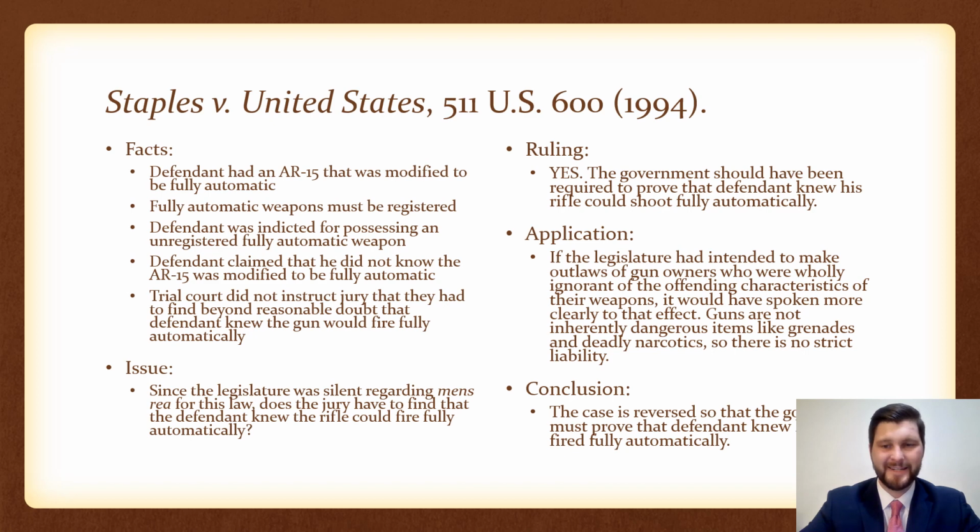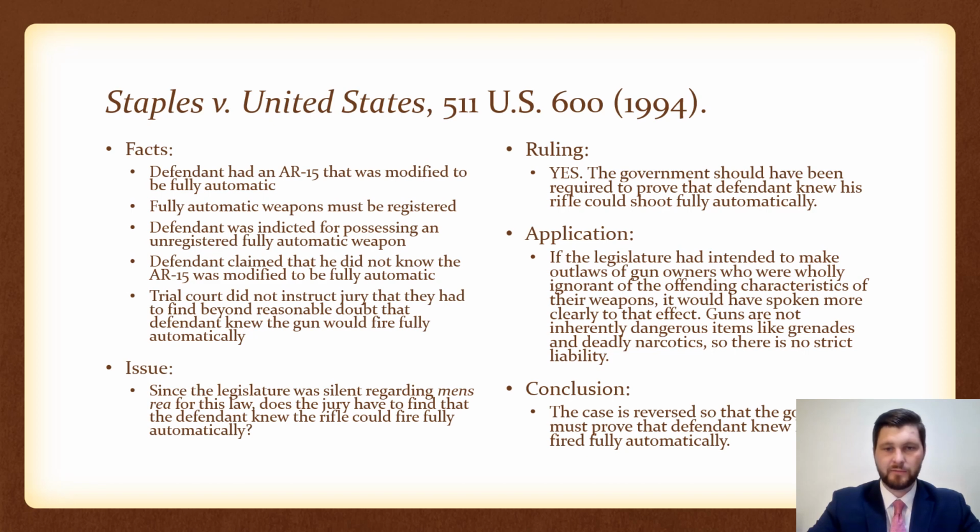The trial court did not instruct the jury that they had to find beyond a reasonable doubt that he knew the gun would fire fully automatically. The trial court said, no, I don't care that you didn't know. I think it is one of those strict liability things where all that has to be proven beyond a reasonable doubt is that you intended to possess this gun, not that you knew it was fully automatic or could fire fully automatically.